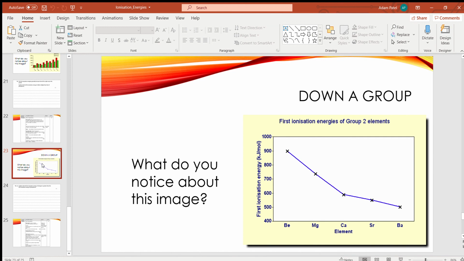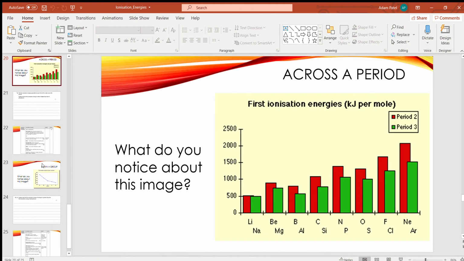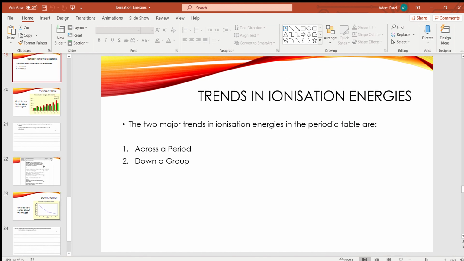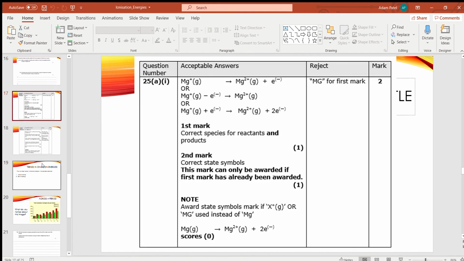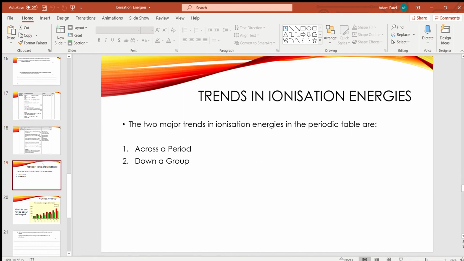So as you go down the group, the first ionization energy decreases. As you go across the period, the first ionization energy increases, because remember, across a period there's no difference in shells. The only difference is that we have more protons as we go along our period, so that greater nuclear charge. So that's the trends in ionization energies across a period and down a group.